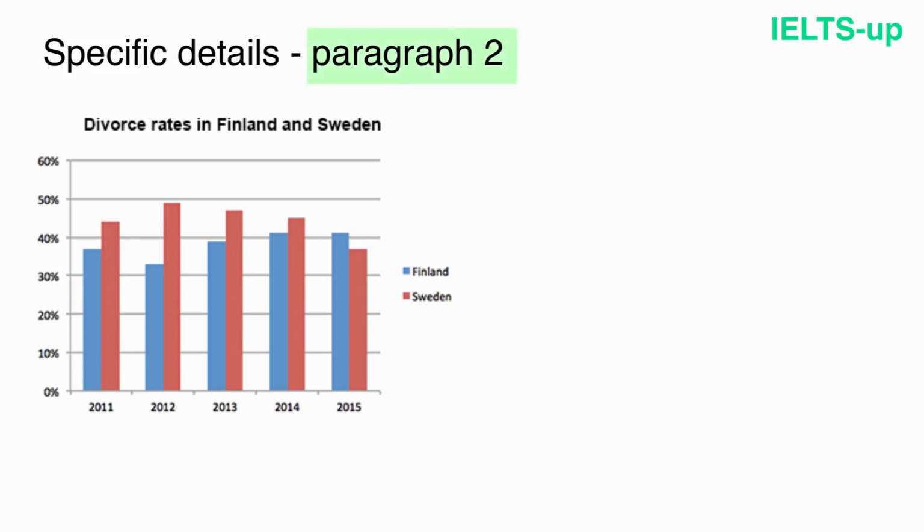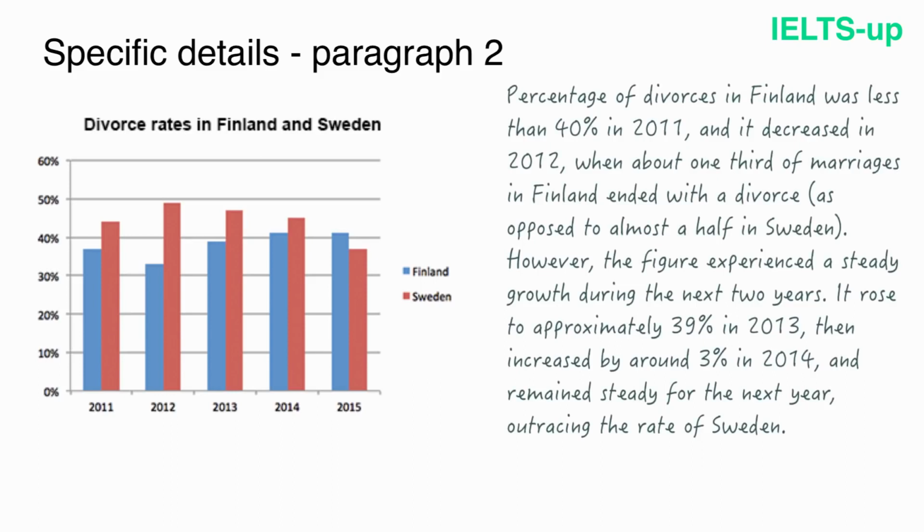And now we move on to the second paragraph with Finland's specific features. And here is how I wrote it. "The percentage of divorces in Finland was less than 40% in 2011, and it decreased in 2012, when about 1/3 of marriages in Finland ended with a divorce, as opposed to almost a half in Sweden. However, the figure experienced a steady growth during the next 2 years. It rose to approximately 39% in 2013, then increased by around 3% in 2014, and remained steady for the next year, outracing the rate of Sweden."